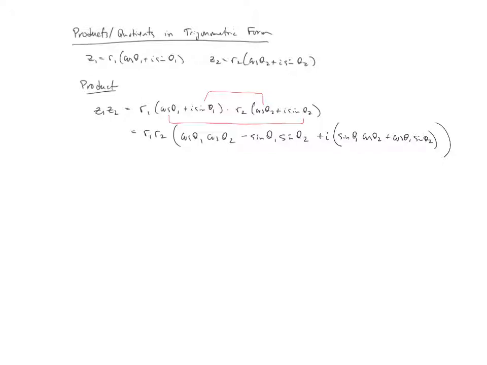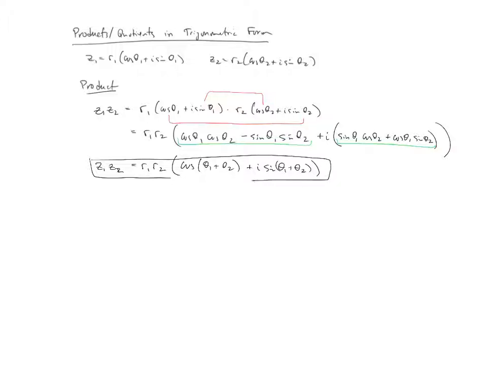But we multiplied this out in a very specific way because now, if you'll notice, what we have here and what we have here is one of your identities. So we have R1, R2, but then we have cosine of a sum: cosine theta 1 plus theta 2, plus i, and then sine of a sum: sine theta 1 plus theta 2. So our complex product, Z1 Z2, is going to be R1 R2 times cosine theta 1 plus theta 2 plus i sine theta 1 plus theta 2.